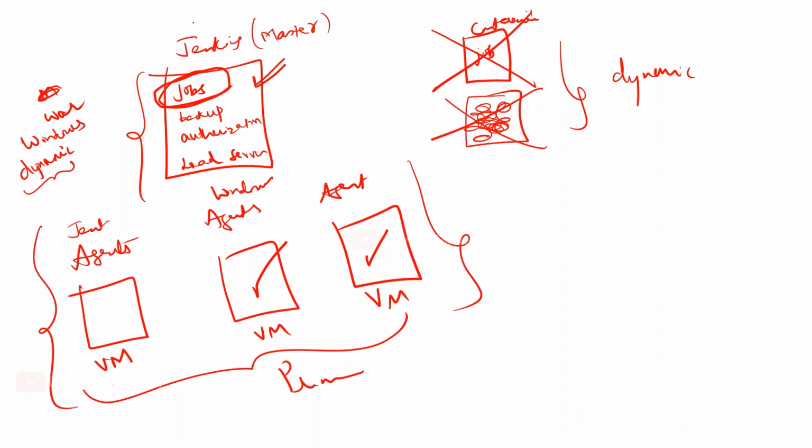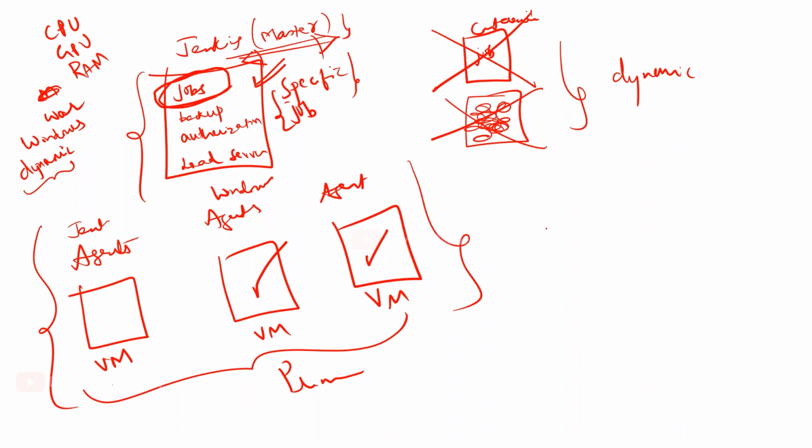So why do we need this? We don't want to load the Jenkins server. That's why we have the agents. And in some cases, you may need a specific environment for a specific job. Let's say you have a few jobs that need high CPU, high GPU, and high RAM, which the Jenkins master may not provide.